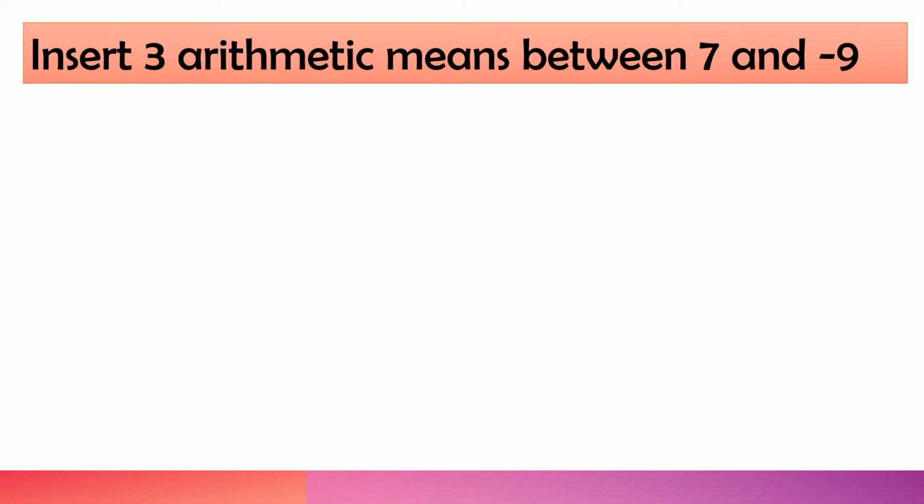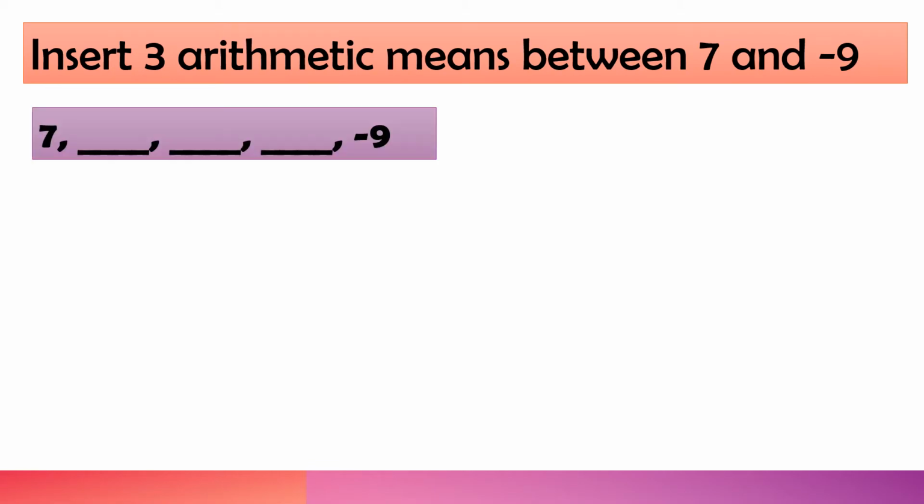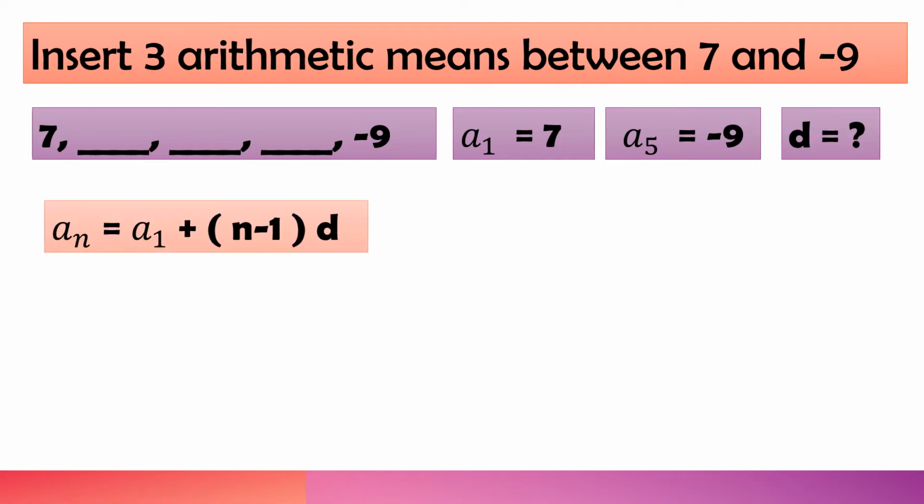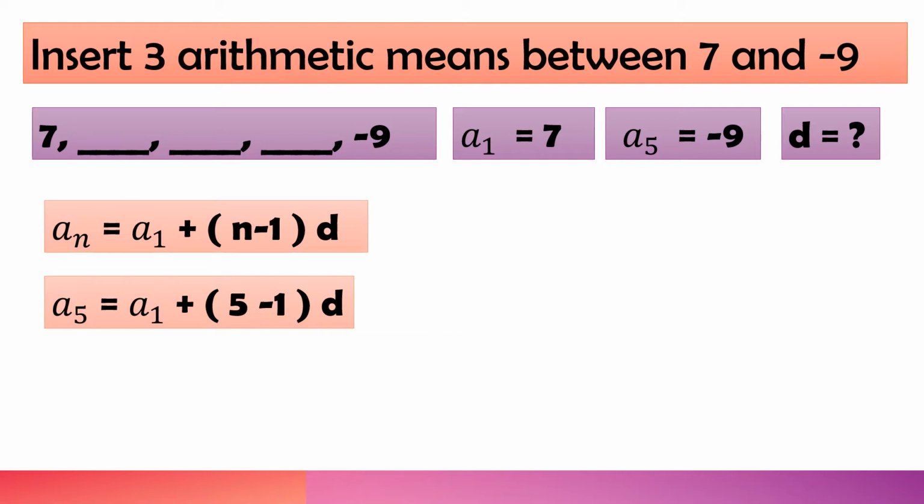Insert 3 arithmetic means between 7 and -9. That means that a sub 1 is equal to 7 and a sub 5 is equal to -9. Solving for the value of d using the explicit formula, we will then have a sub 5 is equal to a sub 1 plus quantity 5 minus 1 times d. Substituting the given values to the explicit formula, we will have -9 is equal to 7 plus 4 times d.